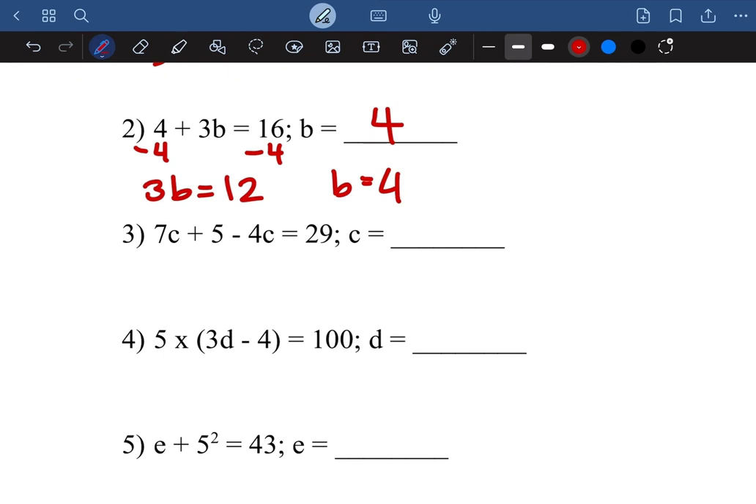So 7c minus 4c is 3c, and then in the same step, we're gonna subtract 5 from both sides. So the 5 cancels out, and 29 minus 5 is 24. And it leaves us with 3c is equal to 24. From here, we divide both sides by 3 to get c by itself.